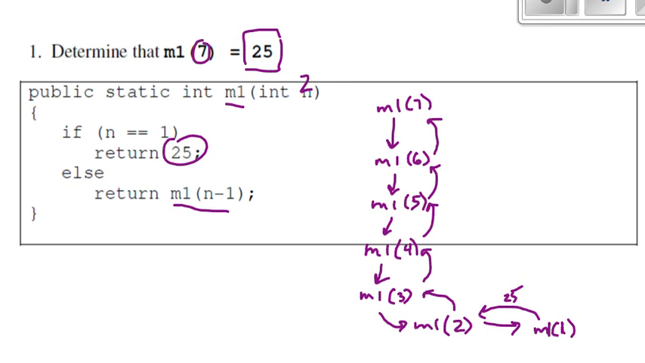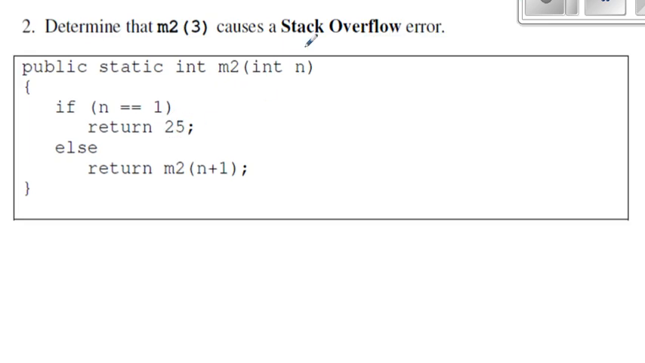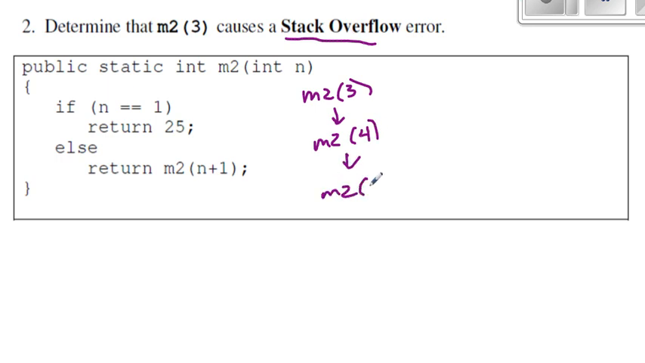Let's look at our next problem. In this problem, we're supposed to explain why it has a stack overflow error. So let's just jump in and try calling on M2, 3. And we'll look at this first thing and say, okay, n doesn't equal 1. We're going to return M2 of 4. And wait a second. These are just going to keep getting bigger, and you'll notice we never reach the base case. And if we never reach the base case, this is going to call into infinity, but your computer can't handle it forever, and eventually it's going to have a stack overflow error.